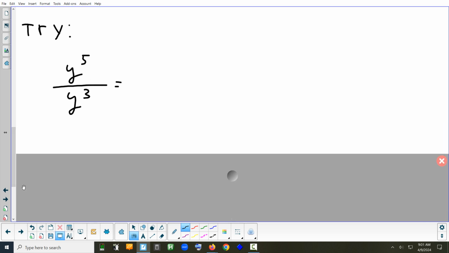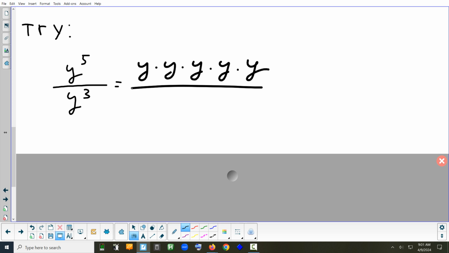y to the 5th divided by y cubed. Okay, I just want you to tell me how can I write the top? Like y times y times y times y. Yeah, we'll just write y times y times y, 5 times. Okay, how could we write the bottom? y times y times y.